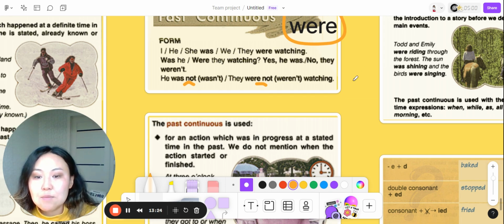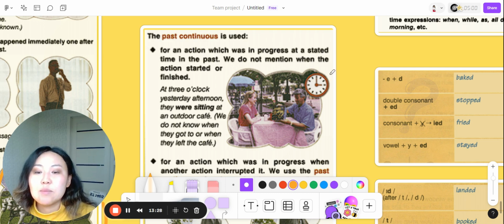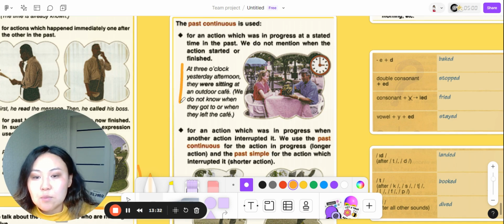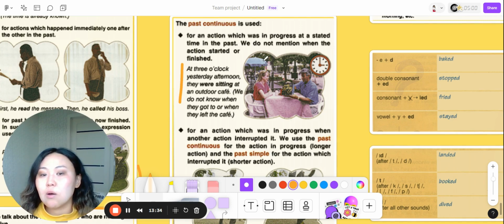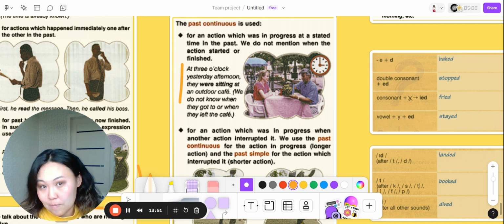So then let's talk about the usage, and then we will make some more examples. It's blurry again. So an example, at 3 o'clock yesterday afternoon, they were sitting at an outdoor cafe. Yeah, that's all. They were sitting at an outdoor cafe. The most important thing about the sentence is that the time is given.